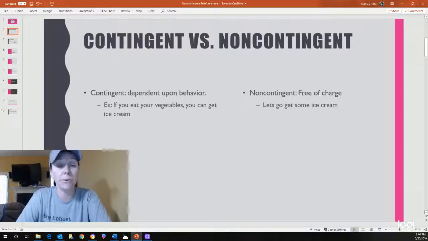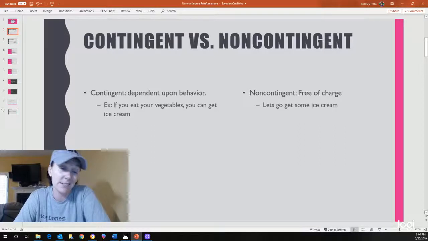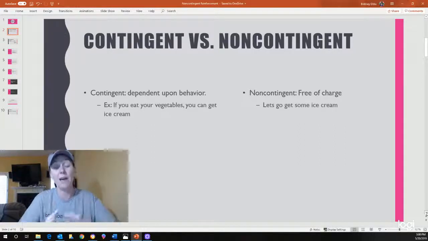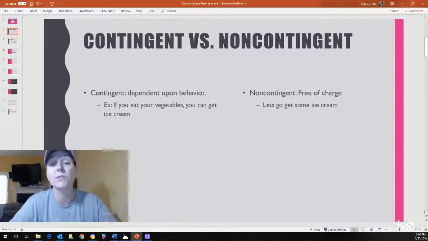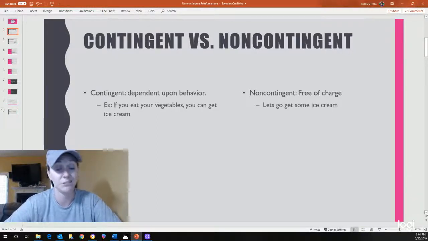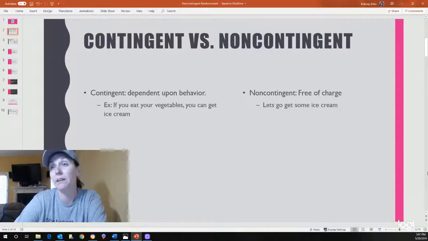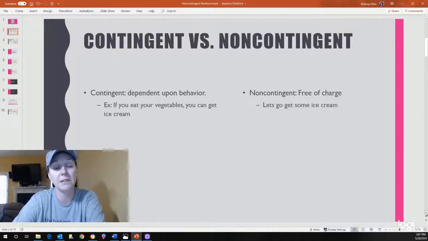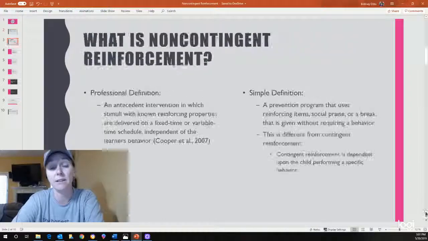First off, let's start with contingent versus non-contingent. What does that mean? Contingent is dependent. It means you have to do something in order to receive something. An example is, if you eat your vegetables, you can get some ice cream. Non-contingent would be free of charge, essentially. You just get it just because. No particular reason, but let's go get some ice cream. That would be the difference between the two, contingent and non-contingent.